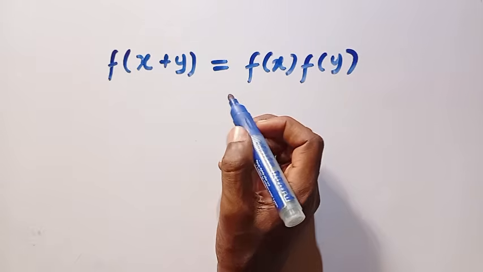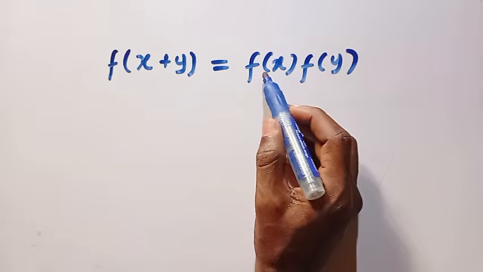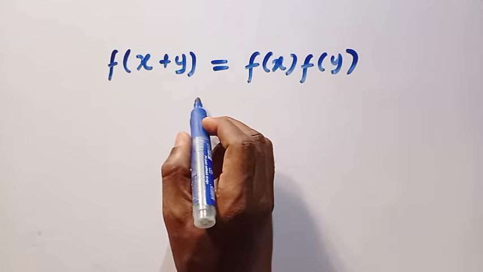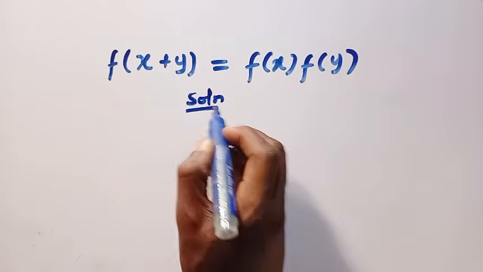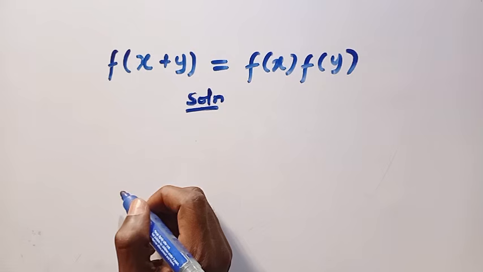It's a functional equation problem. We have x plus y as the domain of this side, and we have this as the product f of x and f of y. So to solve this for f of x only, we are going to consider a series of steps.